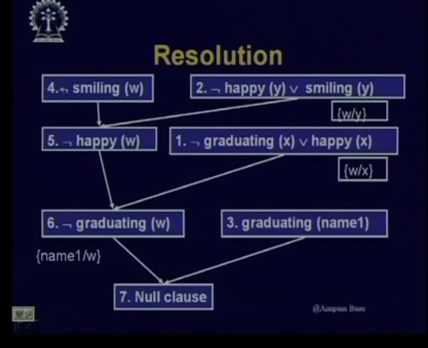And what is the goal with which I started? It was the negation of the goal to be proven. So, the contradiction of the goal to be proven has been disproved. So, the goal is proved. So, is someone smiling? Yes, someone is smiling.